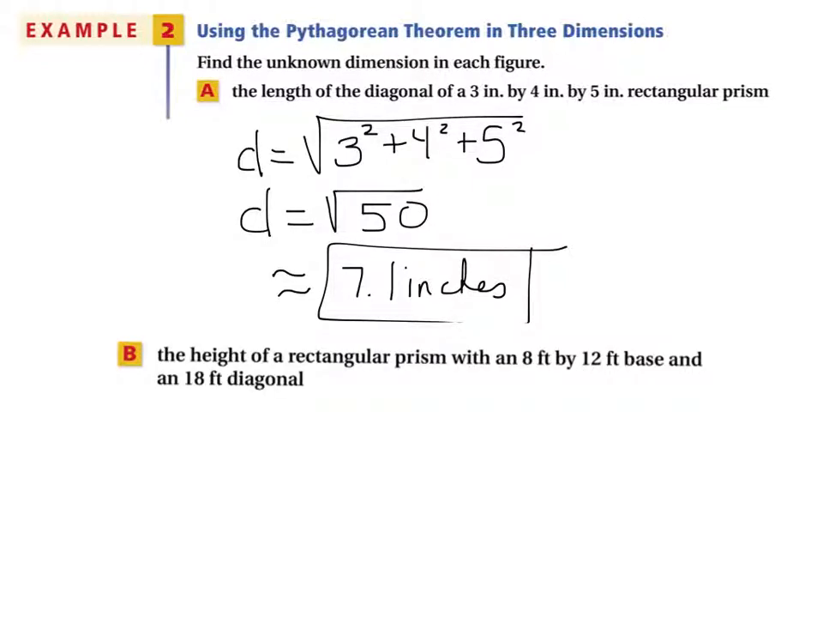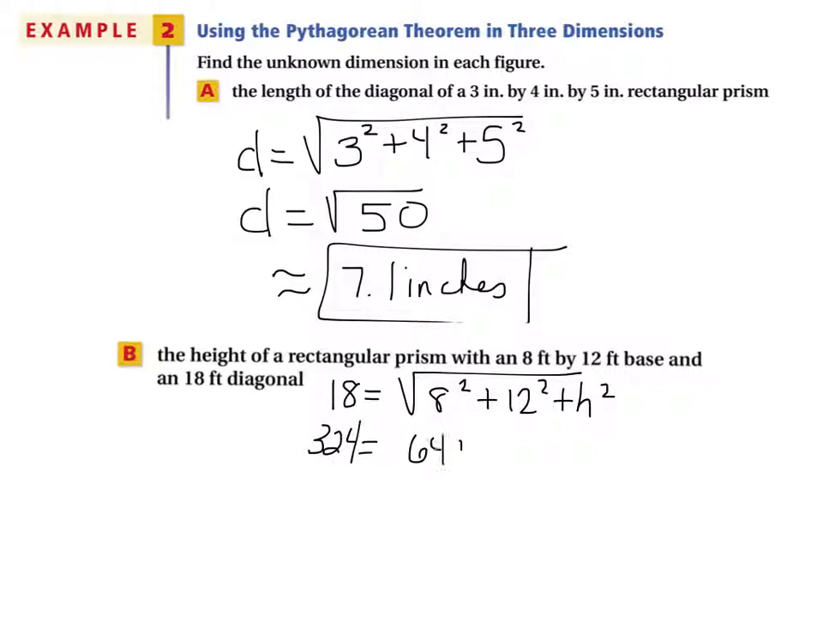Next up, find the height of the rectangular prism with an 8 by 12 foot base and an 18-foot diagonal. So we're going to plug that in. 18 equals the square root of 8 squared plus 12 squared plus h squared. We're going to square both sides to get rid of the root. So that gives me 18 squared, which is 324. And that would give me 64 plus 144 plus h squared.